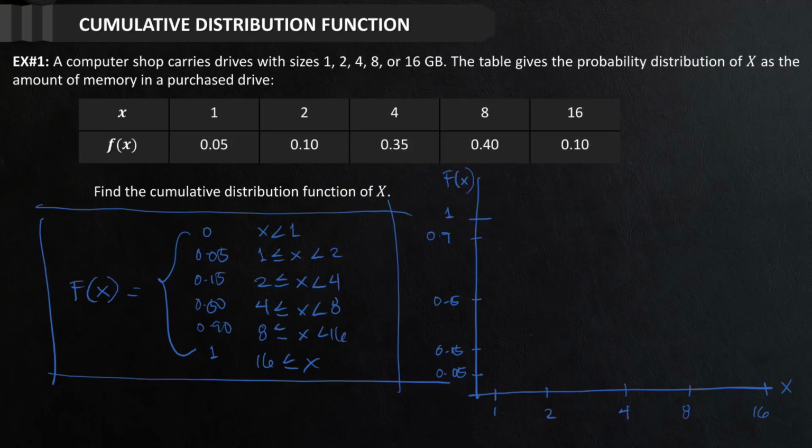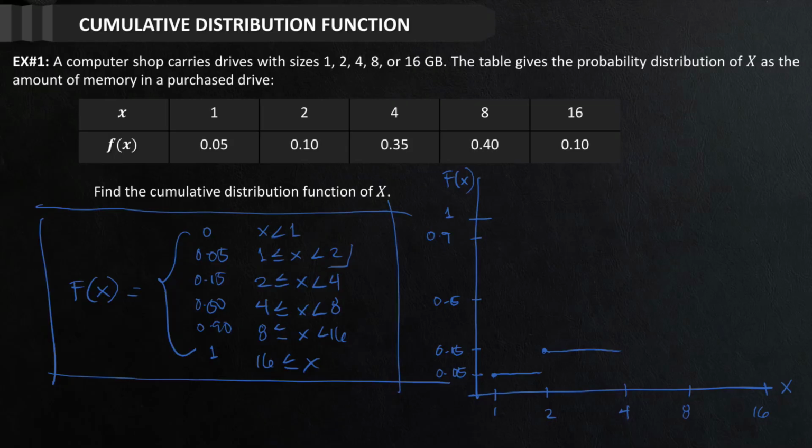So, magsa-start tayo sa 1, 0.05, and mag-move siya hanggang dito, pero hindi exactly at 2. Kasi nga, kung check natin dito, this is, yung x natin is less than 2, hindi less than or equal to. Next, for our probability na 0.15, magsa-start tayo sa 2, ito yan, hanggang dito. Again, hindi rin siya exactly at 4.